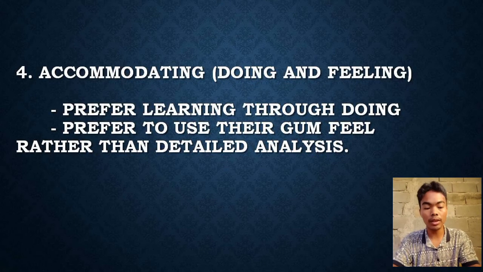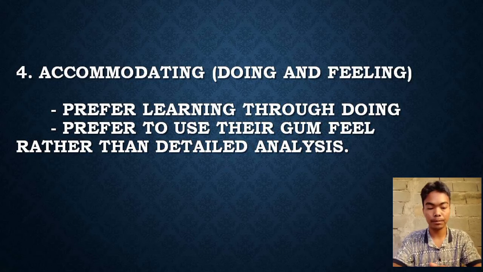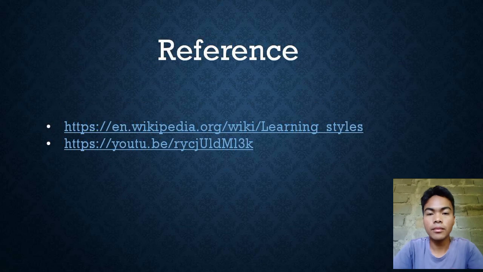The fourth one is what we call accommodative, or doing and feeling. People who prefer this type of learning style learn hands-on through doing, and they prefer to use their gut instincts rather than performing their own detailed logical analysis. People who prefer this also rely on the findings of others.